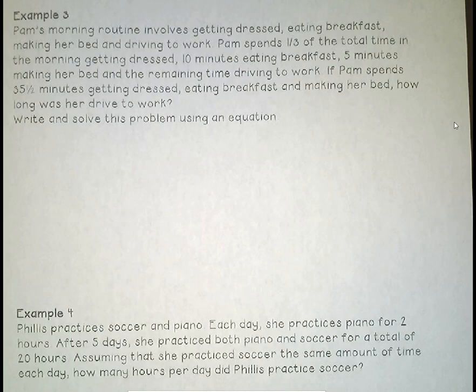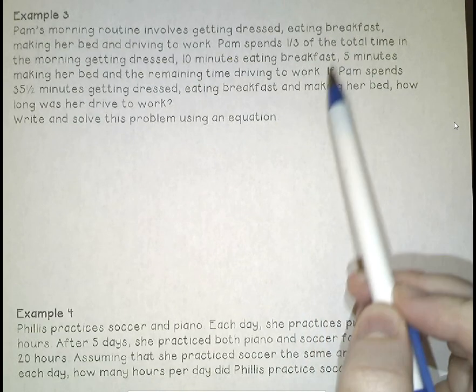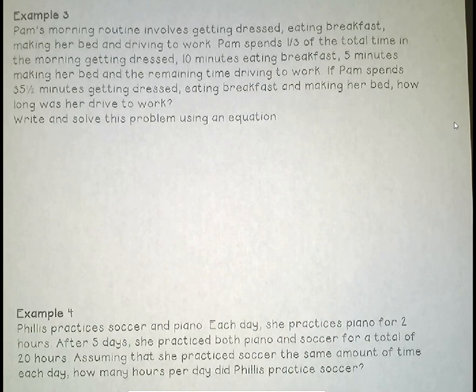Okay, so this problem is a little bit trickier because it seems like we don't know two things here. We don't know how long it takes her to drive to work, and we don't know the total time. So the question is, what do we want to put as an x? I would honestly pick the total time because if we find the total time, we would be able to subtract from it to find how long it takes her to drive to work. So let's see what we have here and if I'm right for putting x as the total time.